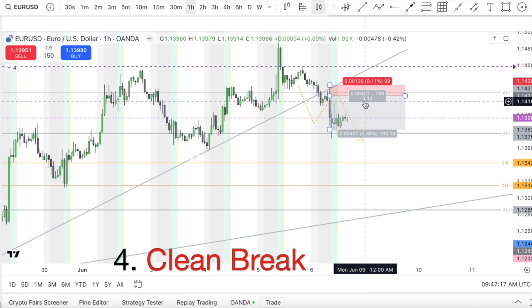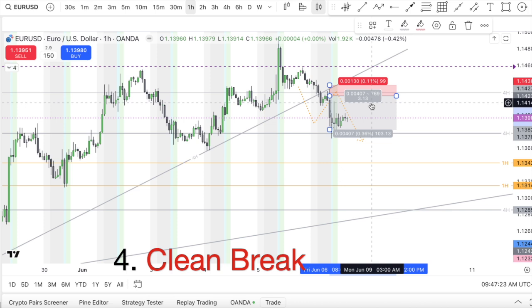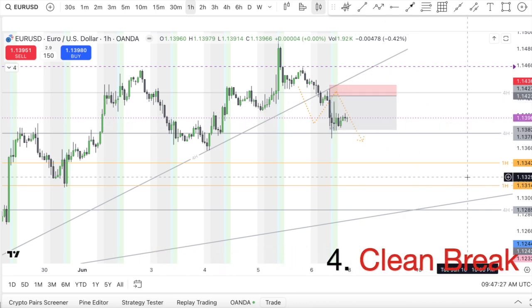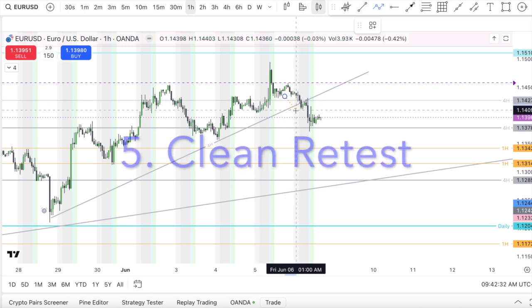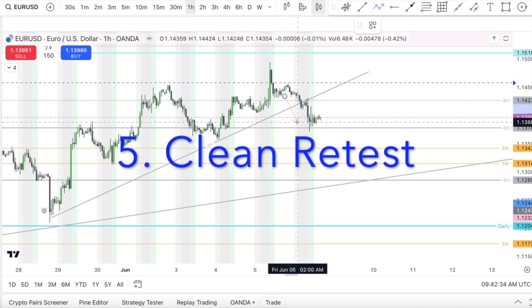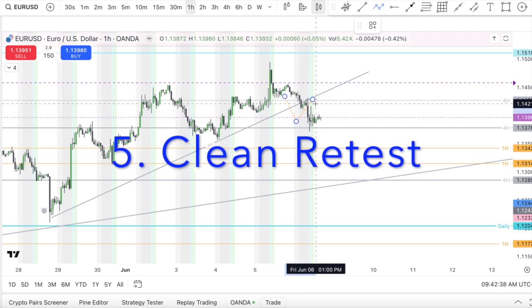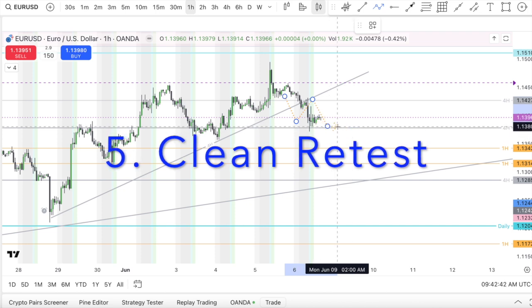Make sure you have a clean break of the trend line. We want a full candle body closure below the trend line. We want a clean retest also. So we want to be sure that our retest is obvious and makes a retest that is starting to continue down.